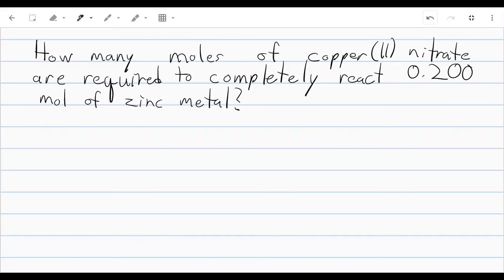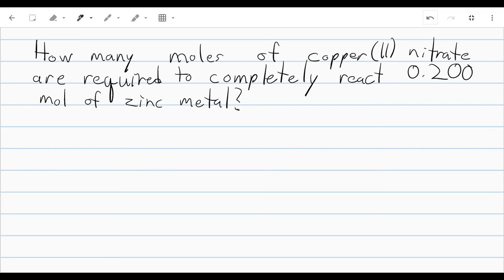In this sample problem, we're asked how many moles of copper-2 nitrate are required to completely react 0.200 moles of zinc metal.